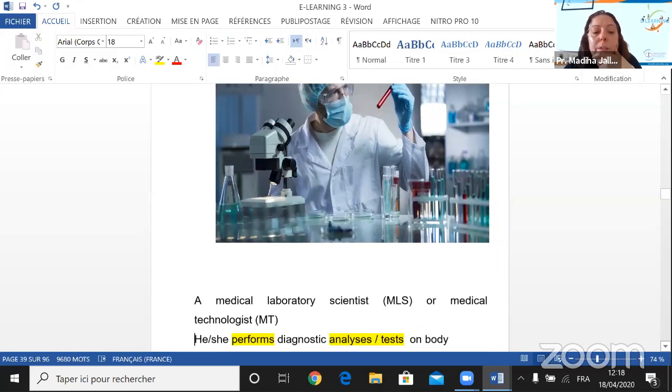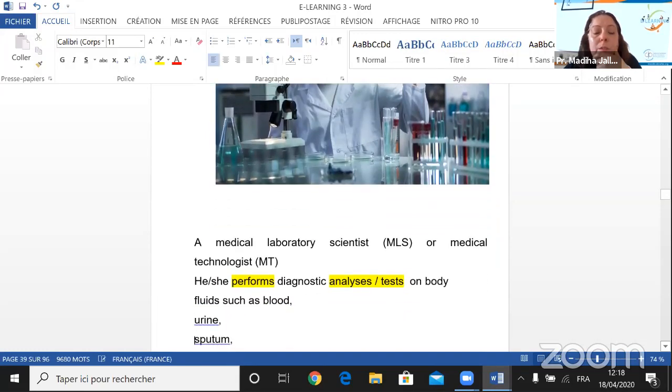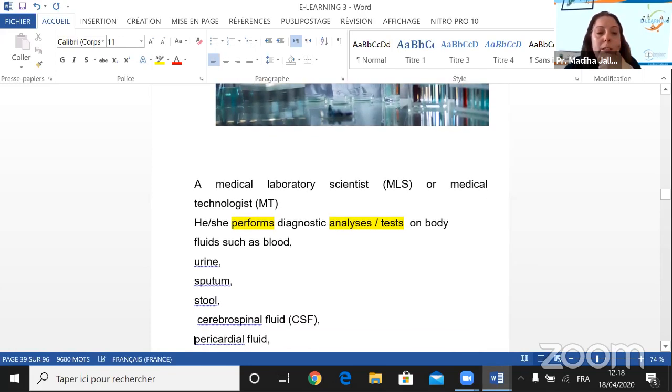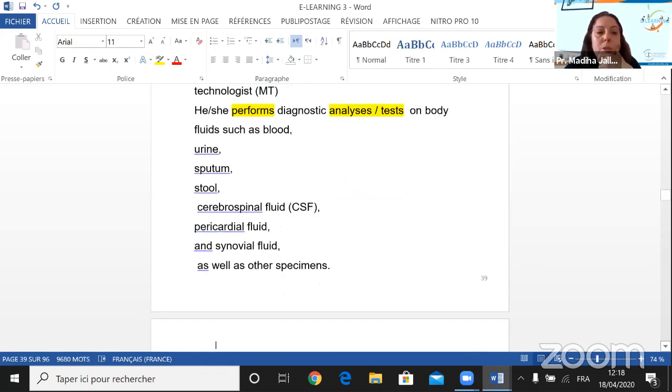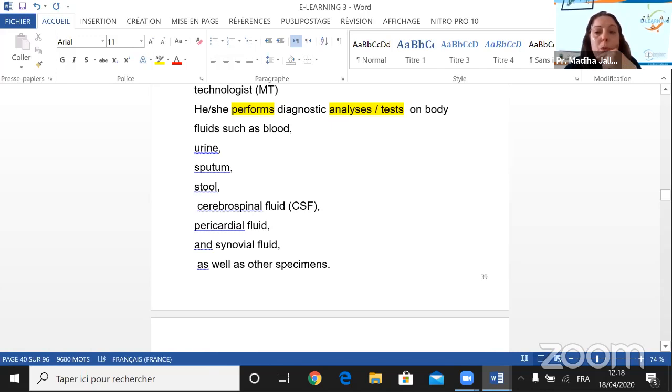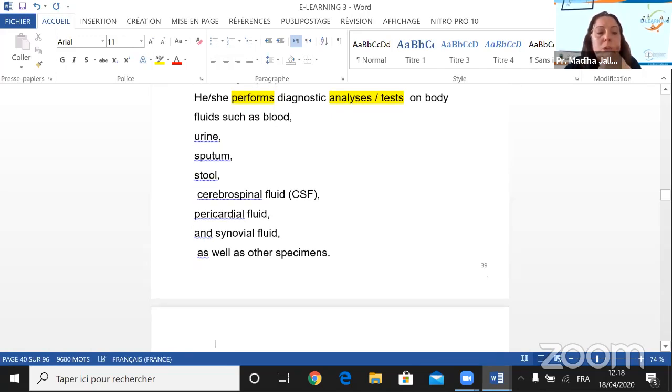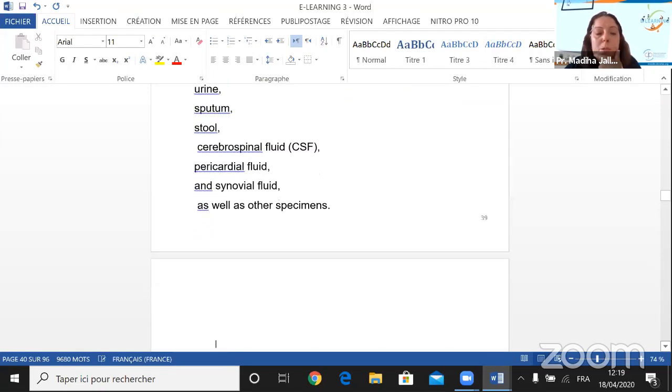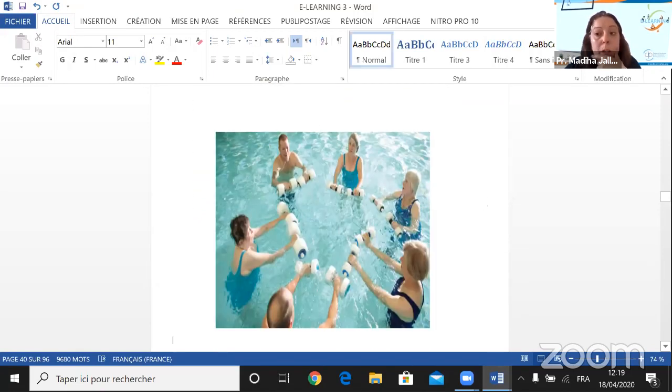So here you have the name of the job. The person here is a medical laboratory scientist or a medical technologist. He performs analyses and tests on fluids such as urine, sputum, stool, feces, etc., synovial fluid, and other specimens or samples. Good. The last picture is about this swimming pool.